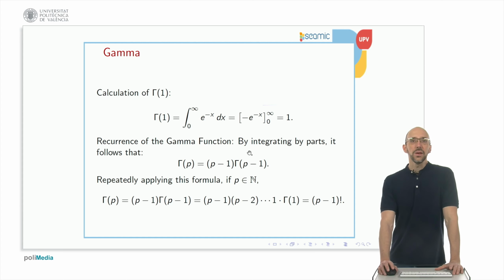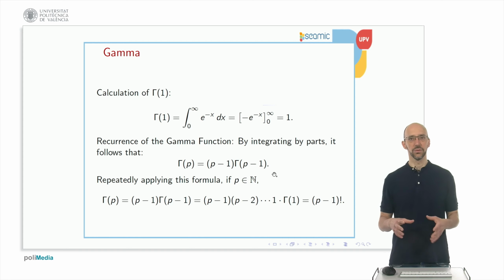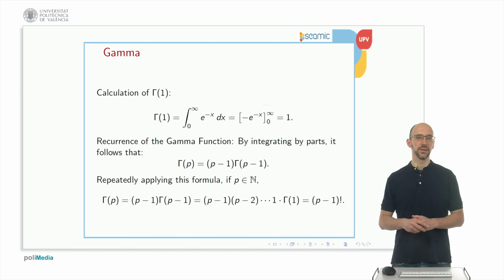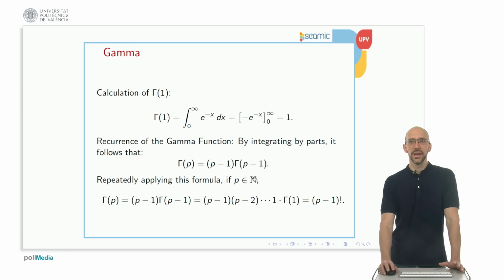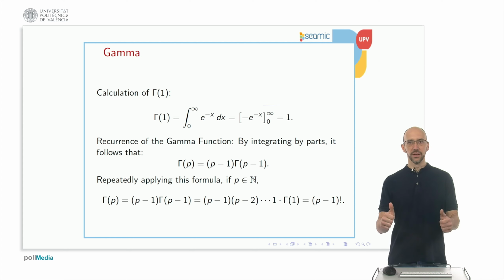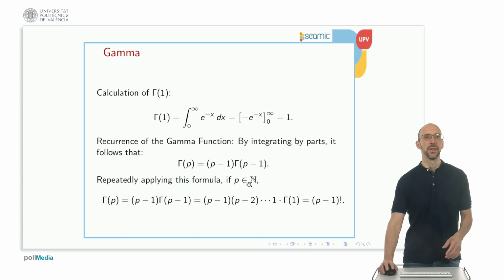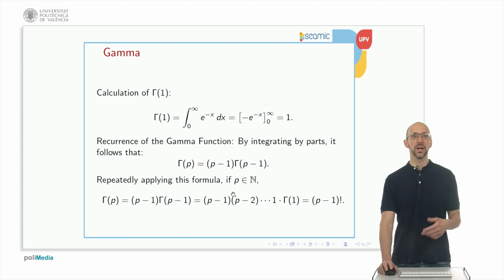Another important property: gamma of p is (p minus 1) times gamma of (p minus 1). This property is obtained using the integration by parts method in the original integral. It can be done easily, but it's a really important property, guys. Combining gamma of 1 is 1 and this property, we can calculate several values.